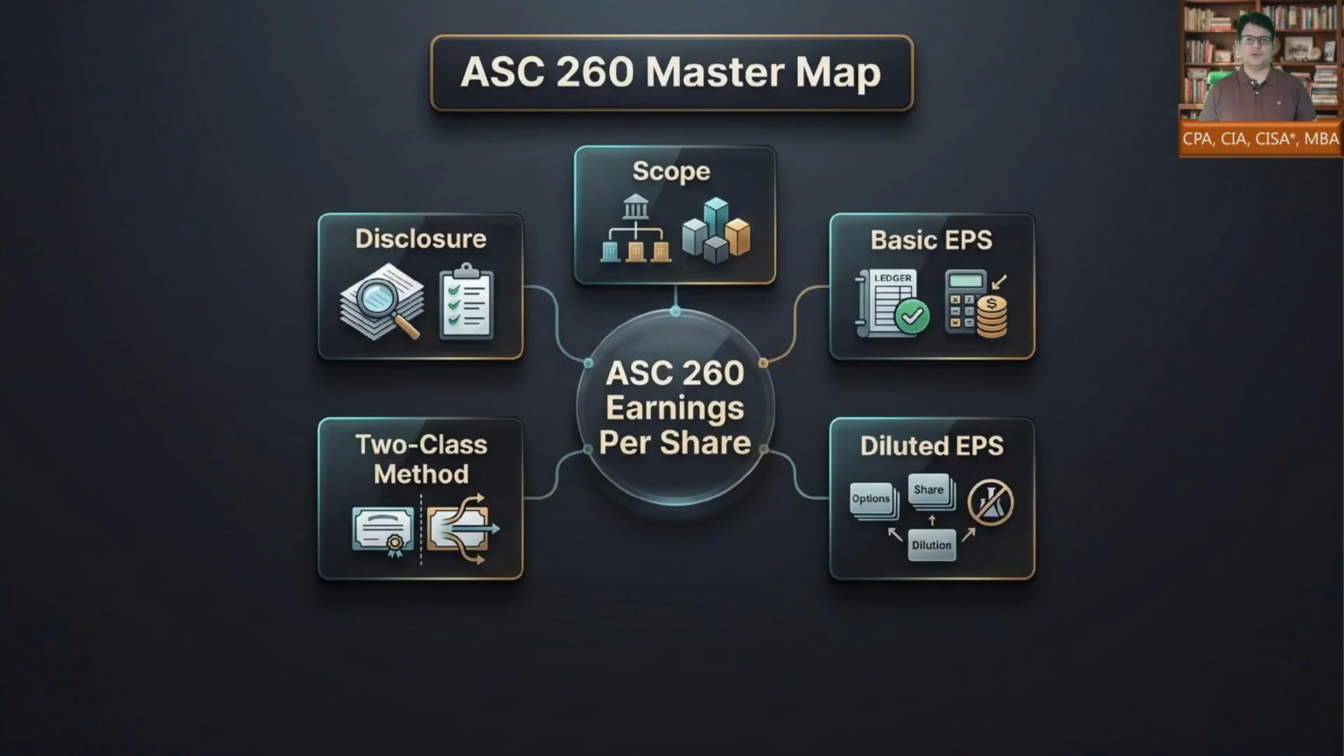You now control the full map: scope, basic EPS, diluted EPS, two-class method, advanced instruments, anti-dilution, ranking, and disclosure. More importantly, you know how to approach the topic in sequence instead of guessing from isolated rules.